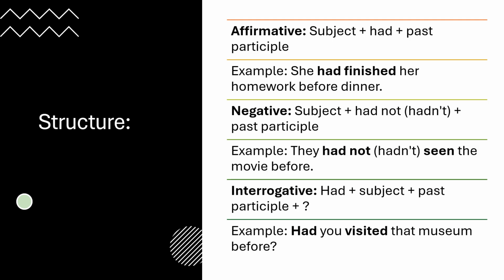Structure of past perfect tense: subject plus had plus past participle form. She had finished her homework before dinner. Negative structure: subject plus had not plus past participle. They had not seen the movie before. Interrogative structure: had plus subject plus past participle. For example, had you visited that museum before?